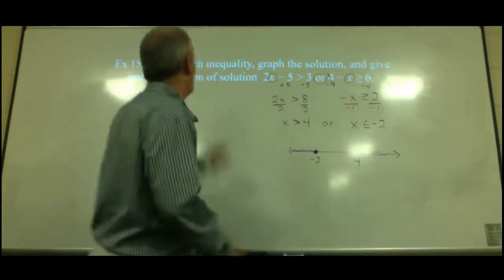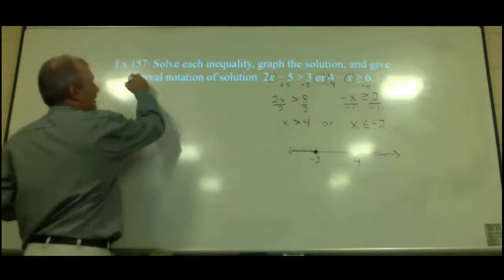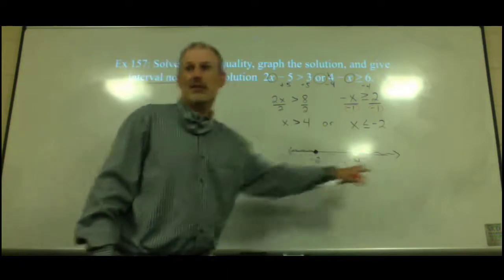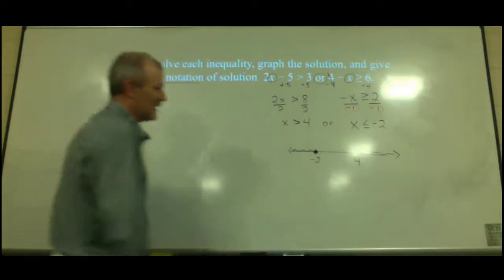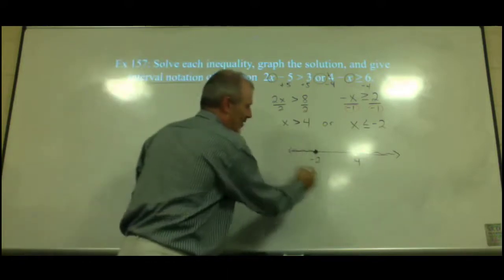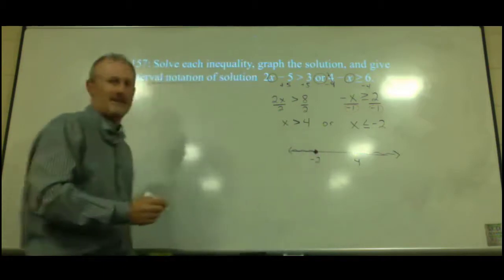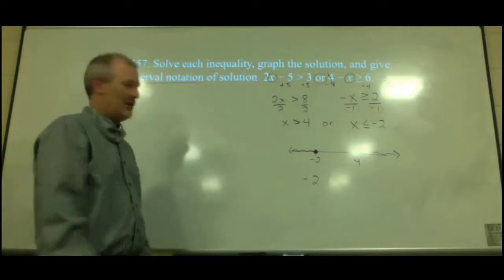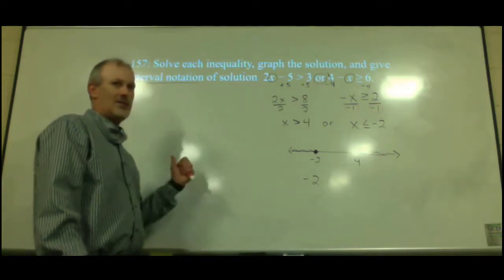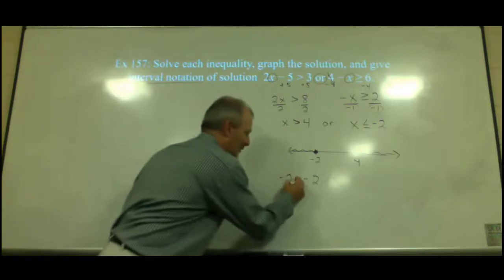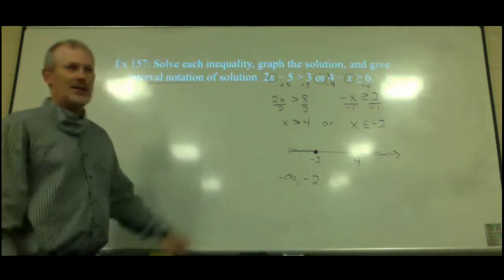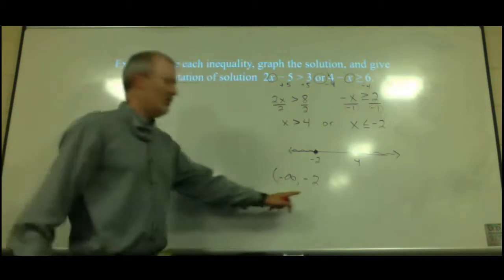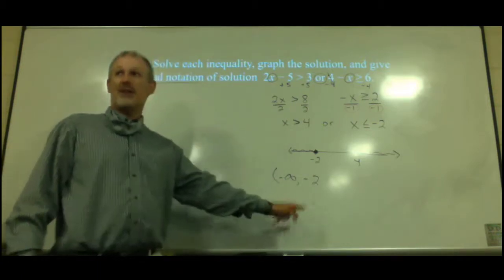So now we want to write our answer in interval notation. We've graphed it. This is graphing the solution right here. We want to write this in interval notation. So let's start with this side. How do we write this one? -2 is our boundary, and infinity on the left. So what do we write? Negative infinity, correct. And infinities always get parentheses. What will -2 get? Bracket, because closed circle.